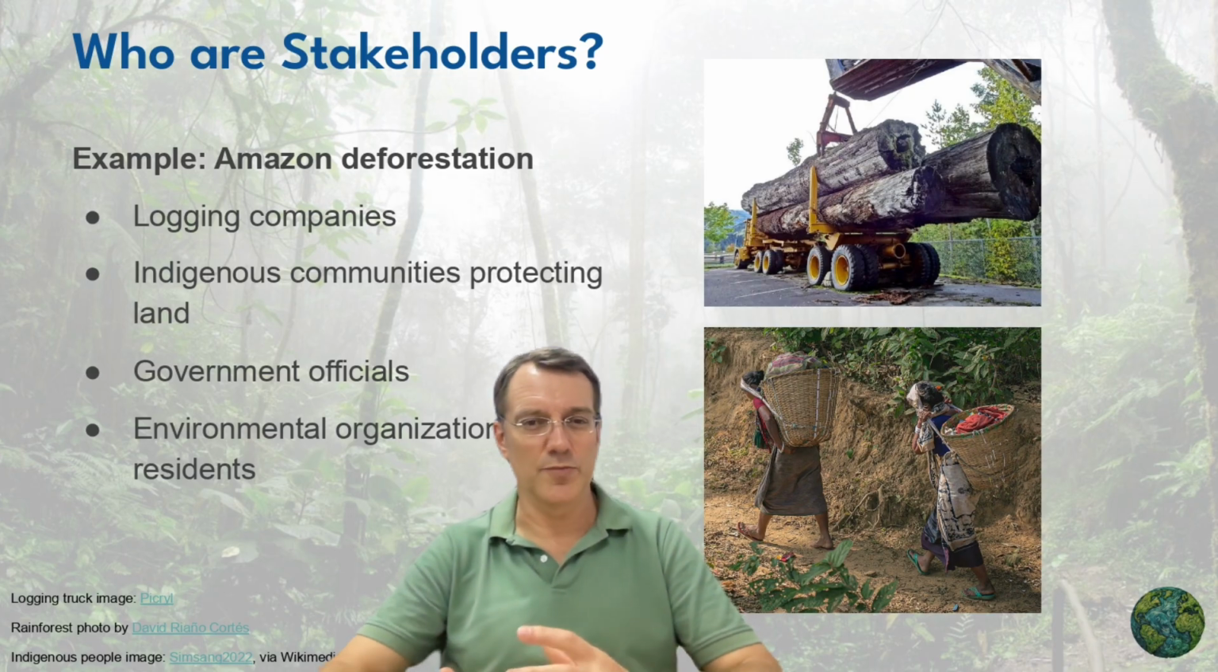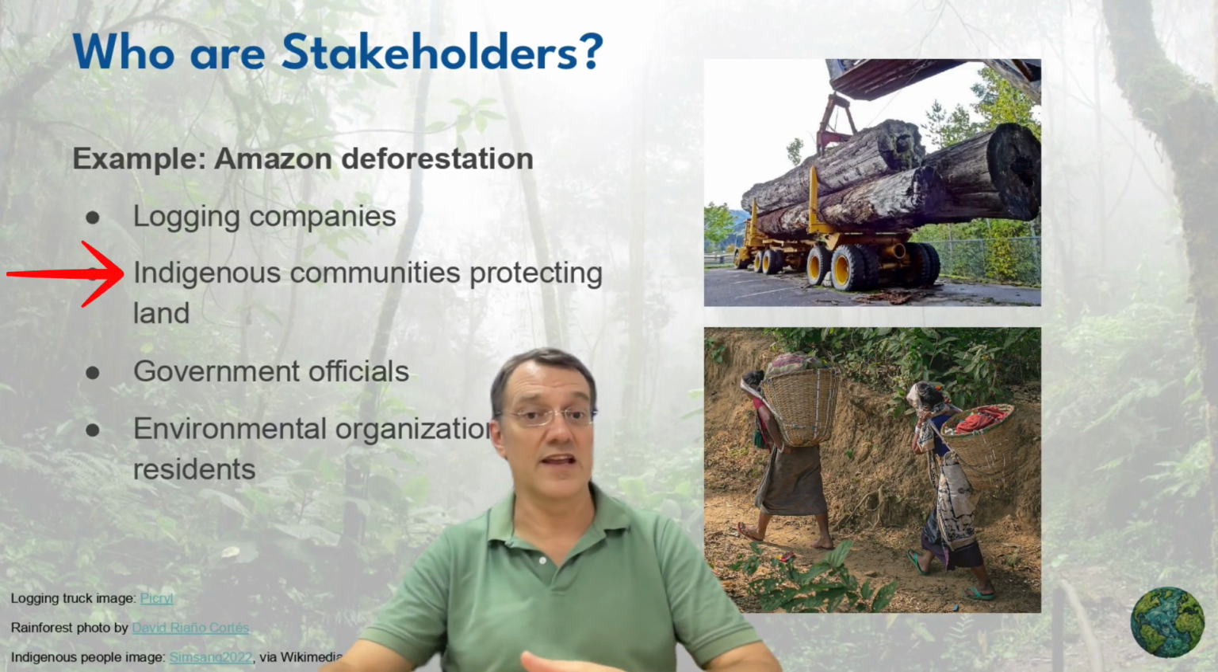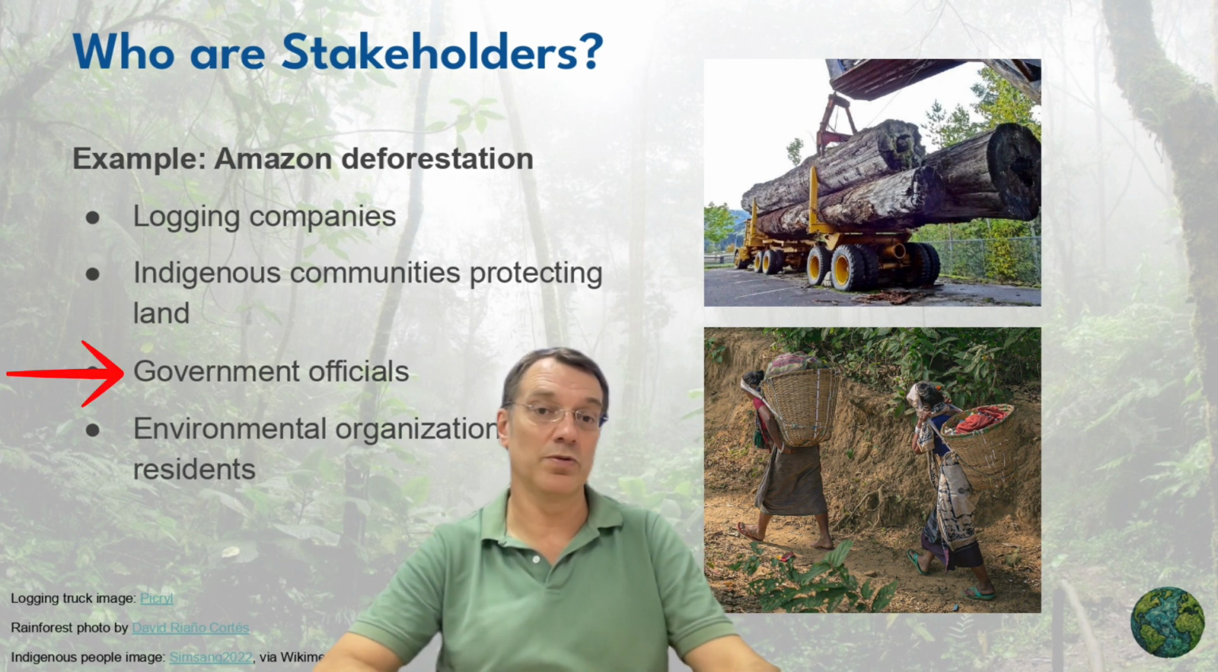You see how each of these groups has different interests? The logging company cares about profit and jobs. The indigenous community cares about cultural survival and land rights. Government officials care about tax revenue and political support.